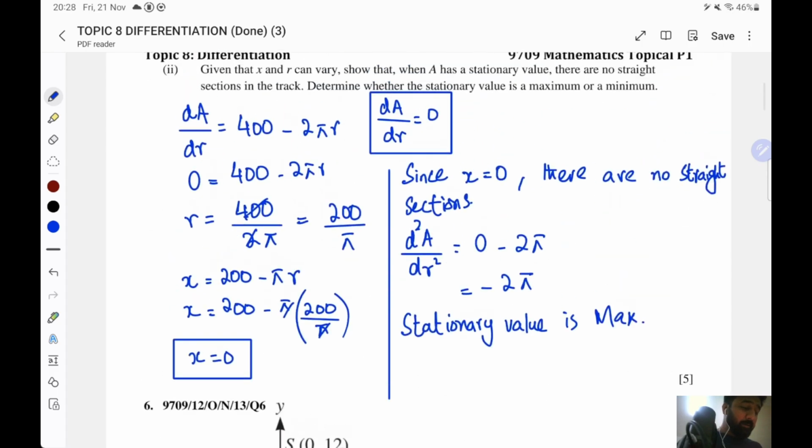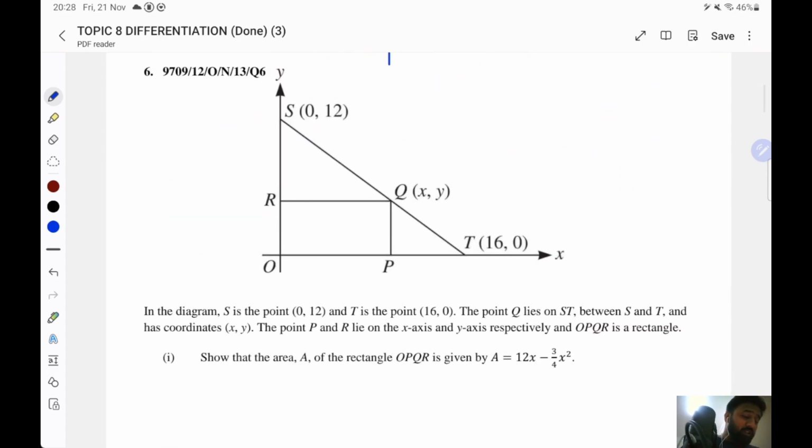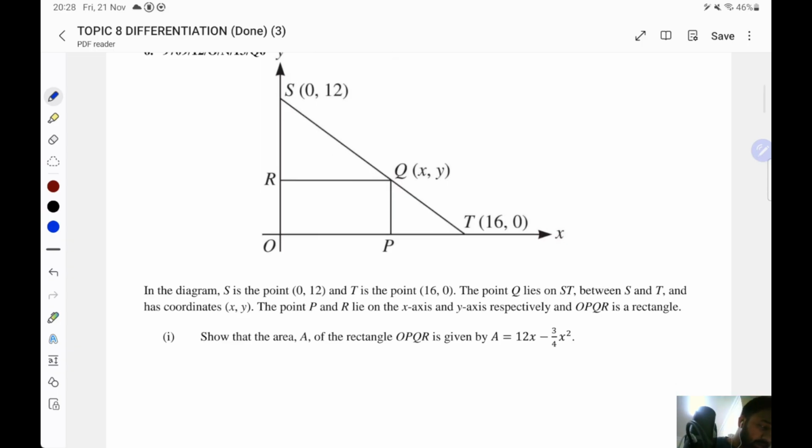Let's move forward to the next question, which is question number 6 from October-November 2013, paper 1-2. In the diagram, S is the point which is (0, 12), right here, and T is the point (16, 0). This is the T point. The point Q lies on ST between S and T and has coordinates (x, y). The points P and R lie on the x-axis and the y-axis.